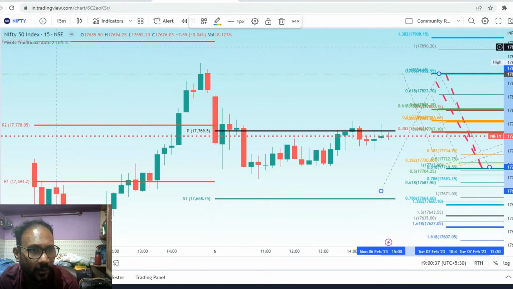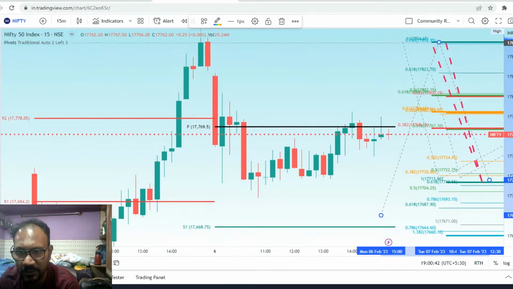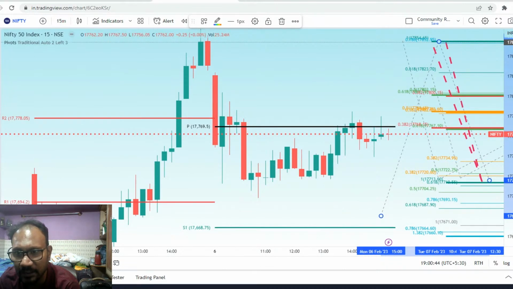Now with that, I am also going to enable pivot, and pivot is also enabled. Now I'm going to zoom in and see. Market closed at 768, right?